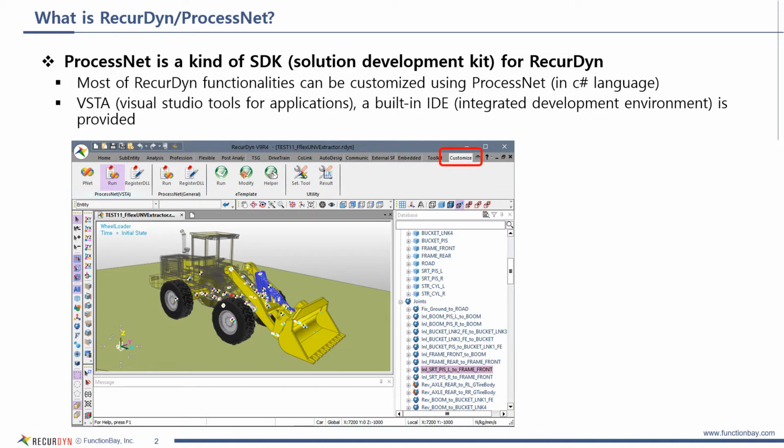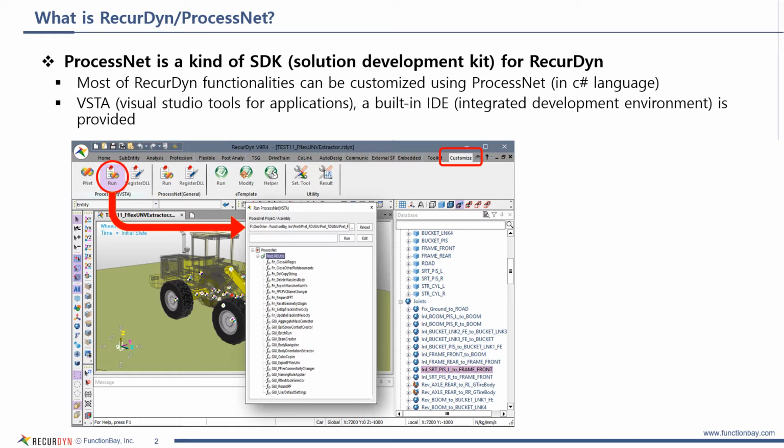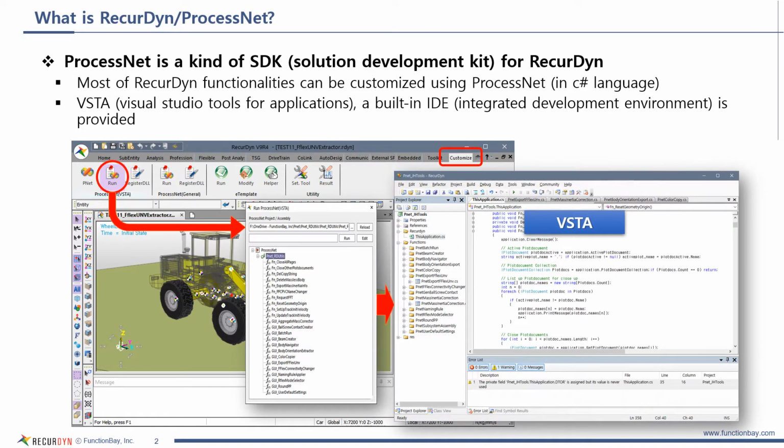First, let me explain what ProcessNet is. It is an API for RecurDyn customization that is built for the C# or Visual Basic language. So, ProcessNet is a programming language tool for RecurDyn. It also allows you to create your own RecurDyn UI or functions. In fact, almost infinite function expansion is possible.